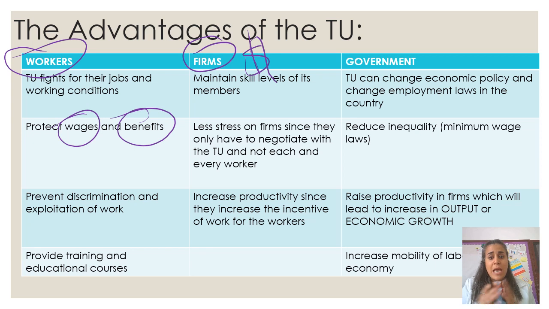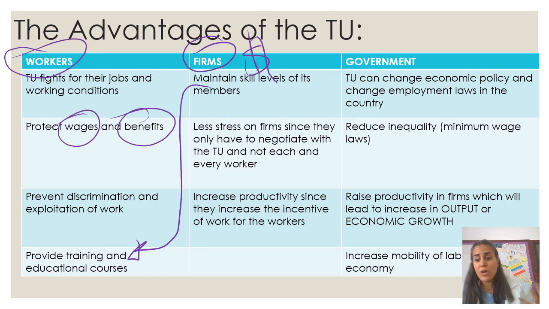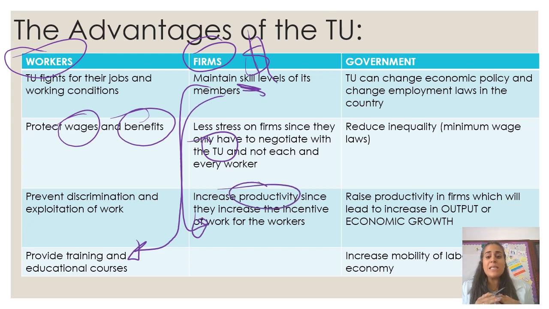The first thing is it maintains skill levels of its members, since they are always taking training and more educational courses. Less stress on firms, since they only have to negotiate with the trade union, head of union, executive, and not each and every worker. So they don't have thousands of workers going and complaining. No, they would have one representative from the union talking on behalf of other workers. And finally, since the workers have their skills and their proper education, this would lead to increase in productivity, since they increase the incentive of work for the workers.